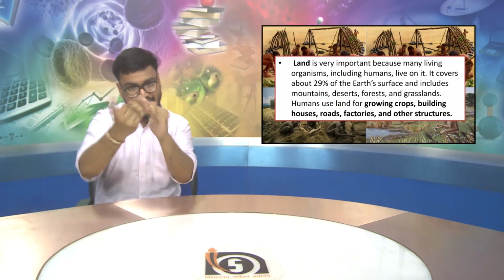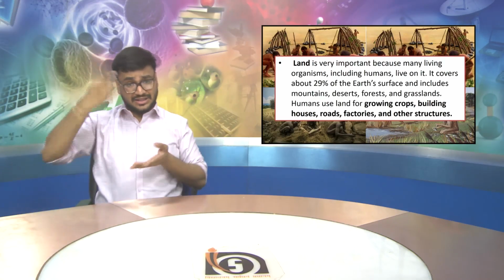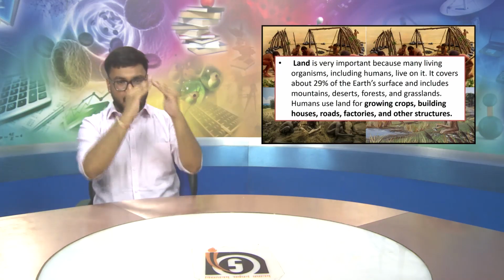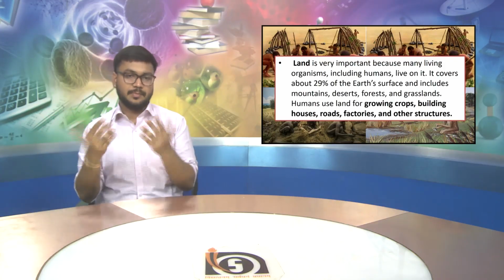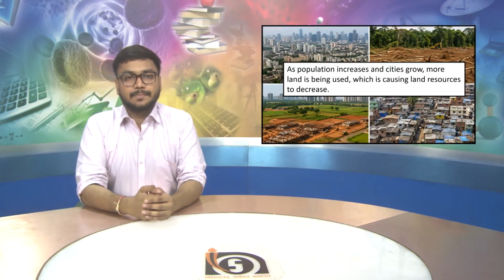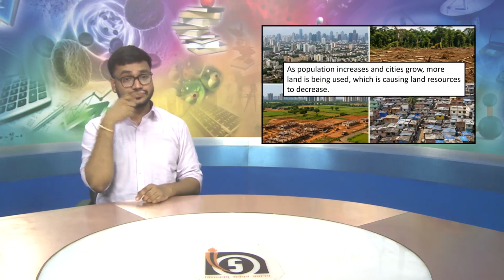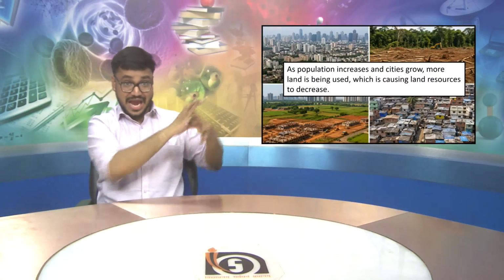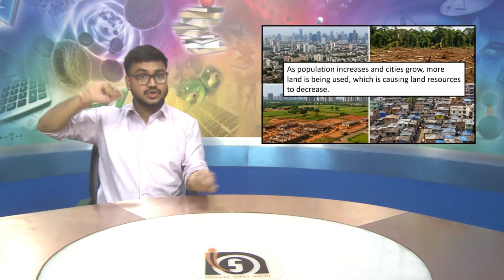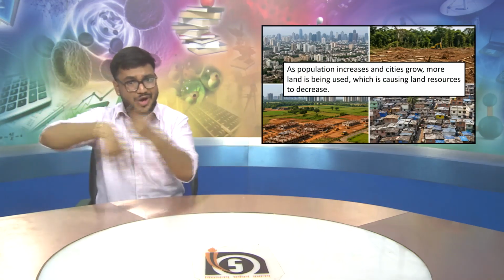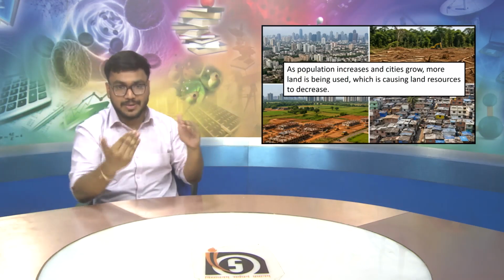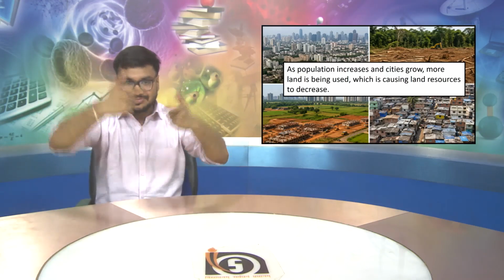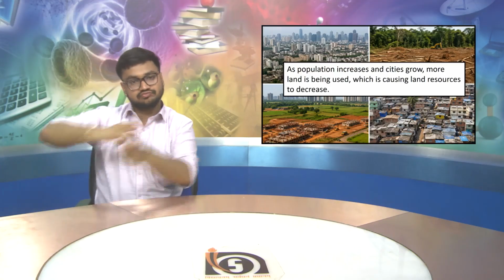Humans use land for growing crops, buildings, houses, roads, factories and other structures. As population increases and cities grow, more land is being used, which is causing land resources to decrease.